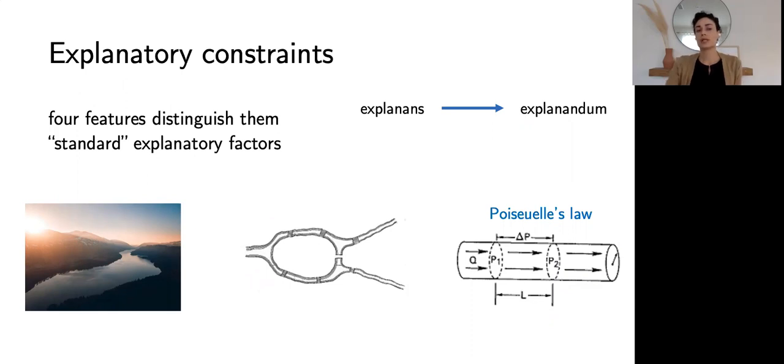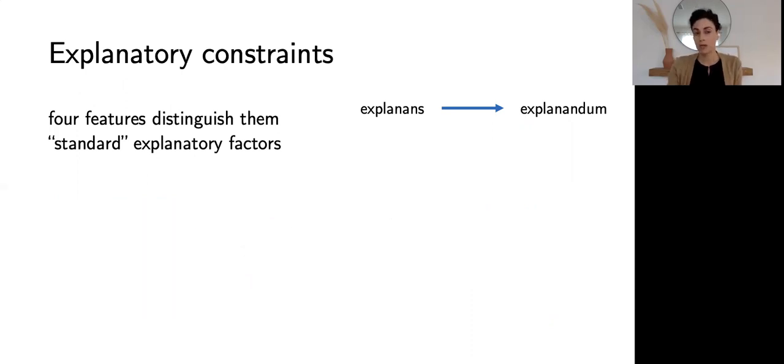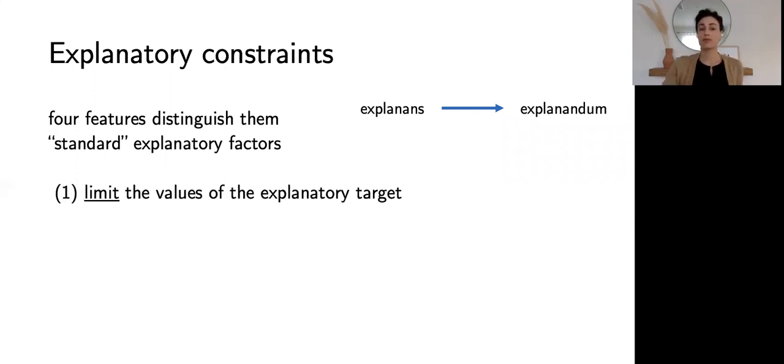So with these three examples in mind, what are the four features that are characteristic of explanatory constraints? A first feature of this type of explanatory factor is that they limit the values of an explanatory target. This is often understood in terms of a constraint reducing the degrees of freedom of an outcome. And we see this in the three previous examples.